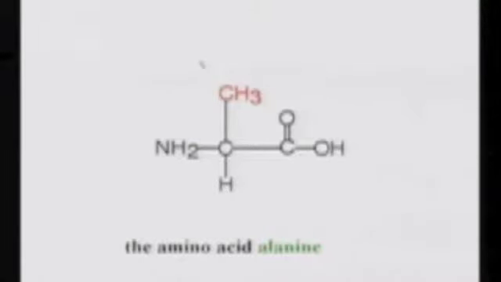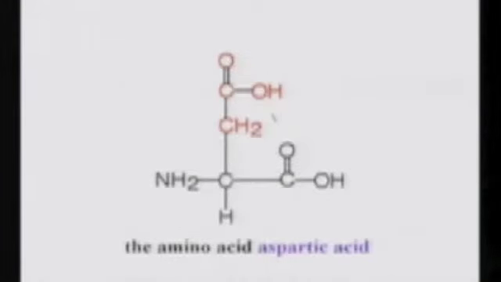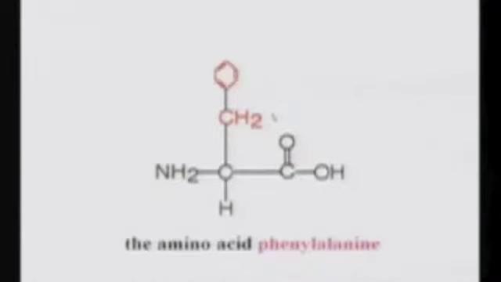Now the amino acid alanine. Do you see a central carbon and hydrogen right here? An amino group right here. And an acid group right here. So what's the side group in alanine? The CH3, the part in red. The amino acid aspartic acid. We're getting more and more complicated here. And then this one is the amino acid phenylalanine.